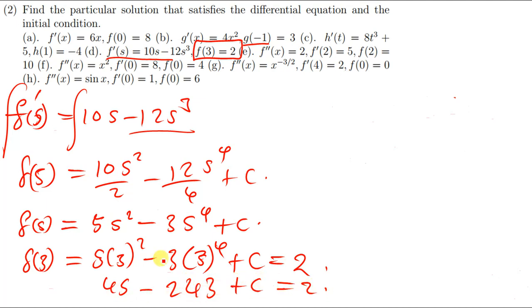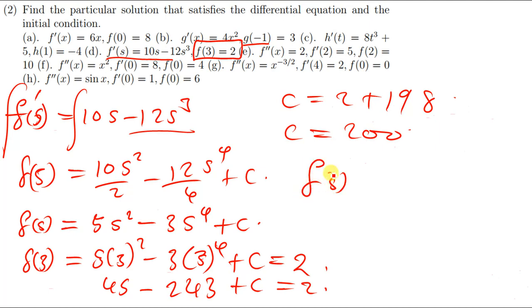So when you subtract 243 from 45, you are getting negative 198. So negative 198, when you take it to the other side, you're getting c is equal to 2 plus 198, which gives you c as 200. So the particular solution will therefore be f of s is equal to 5s squared minus 3s to the power 4 plus 200.